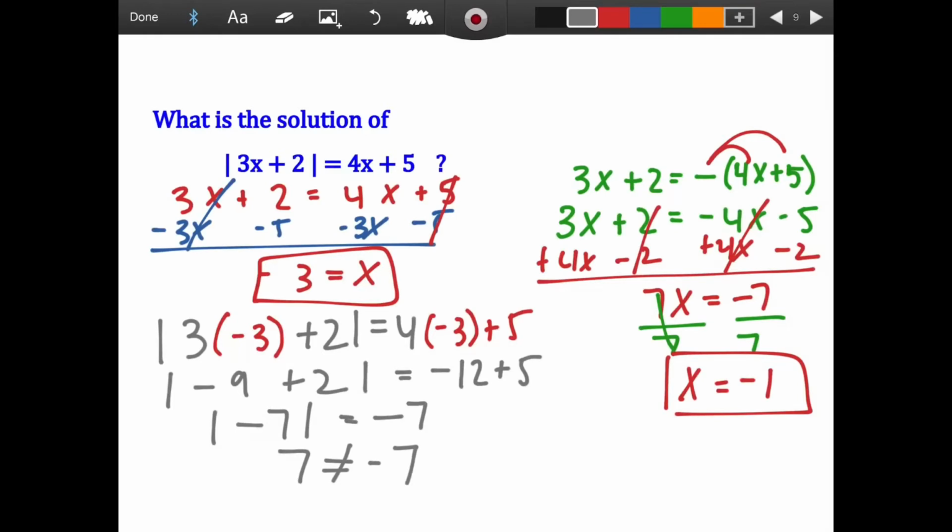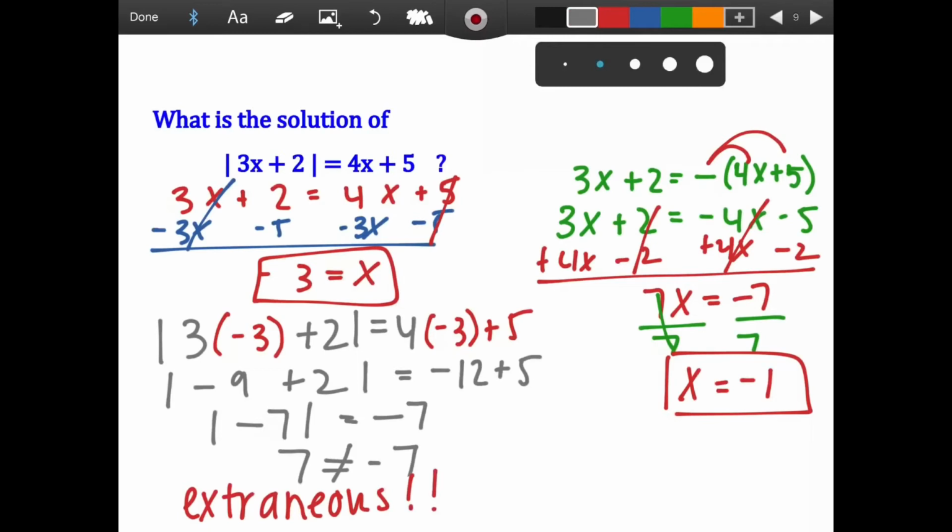So although we have this as a solution, when we plug it back in, it does not work. So this is an extraneous solution. Extraneous. So when we solve, we get it, but it does not work when we plug it in. The absolute value is negative. The distance in this case, they tell us it's negative, and that is not possible, so this one does not work.